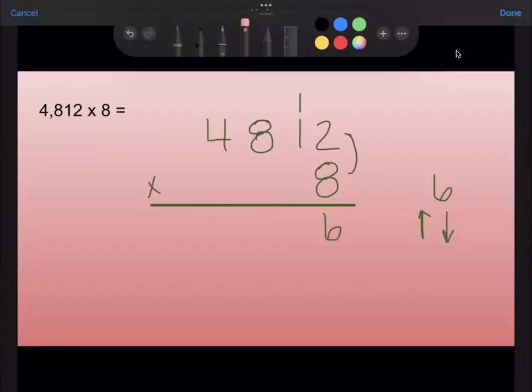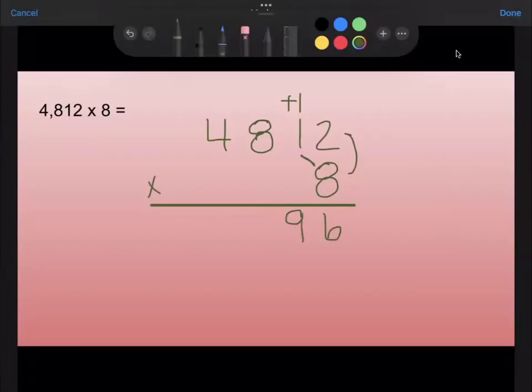Now I'm going to go ahead and delete that, and then I'm going to multiply 1 times 8, which is 8. And then I need to add the 1 that got placed on top. So I'm going to add that 1, and 8 plus 1 equals 9. So since that's a single digit answer, I don't need to split it up. I'm just going to go ahead and put the 9 right here. Okay, I'm going to erase that.